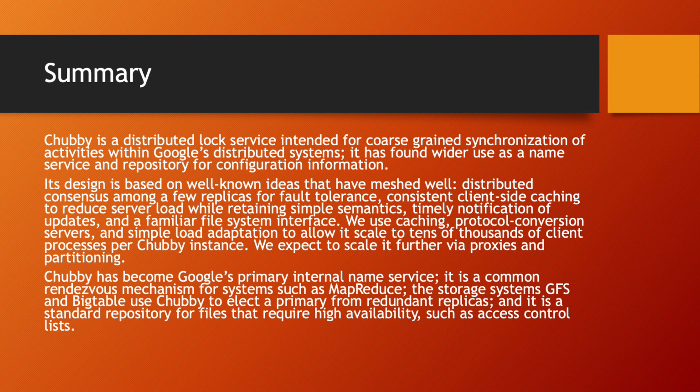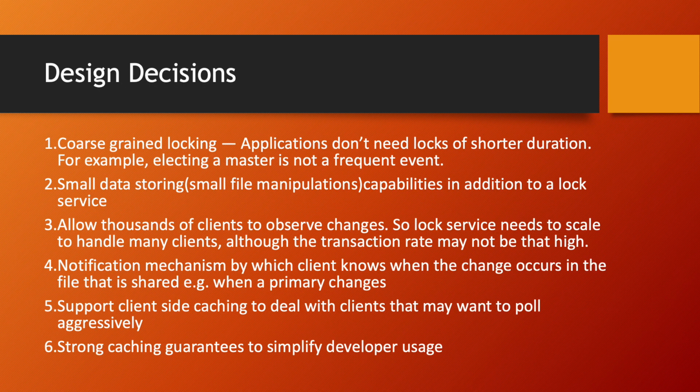Chubby has become Google's primary internal name service. It is a common rendezvous mechanism for systems such as MapReduce. The storage systems GFS and Bigtable use Chubby to elect a primary from redundant replicas, and it is a standard repository for files that require high availability, such as access control lists. Here are some of the key design decisions.